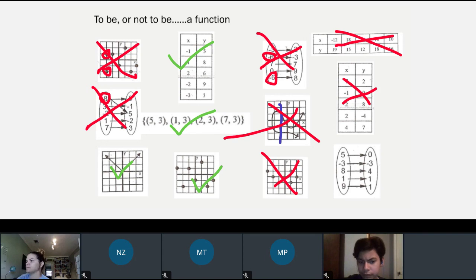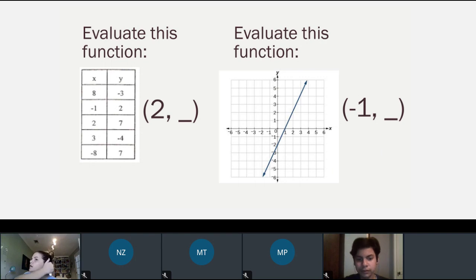What do you think? Function or not a function? Good. This one is a function. Very good. All righty. So now that you know how to determine if something is or is not a function, let's talk about evaluating a function. All right. So evaluate this function.